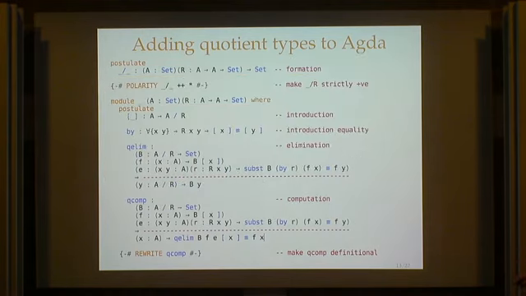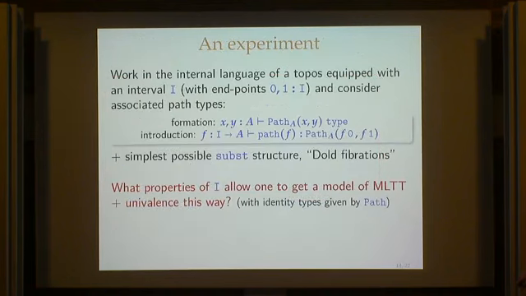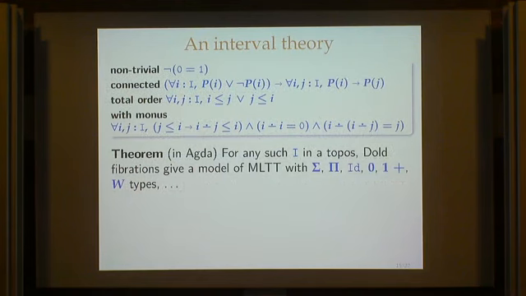Okay, so we add quotients, and then here's something that we can prove to answer this question. I just want to give you an example theorem, answering this line of inquiry about what sort of interval will give you a model of Martin-Löf type theory if you say that you're just going to use fibrations, which are this very simple-minded notion of transport. Okay, so here's one example theorem.